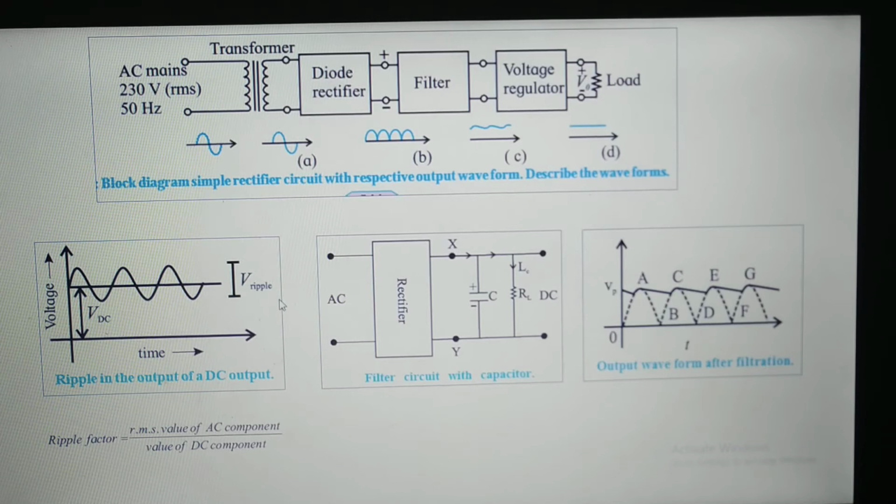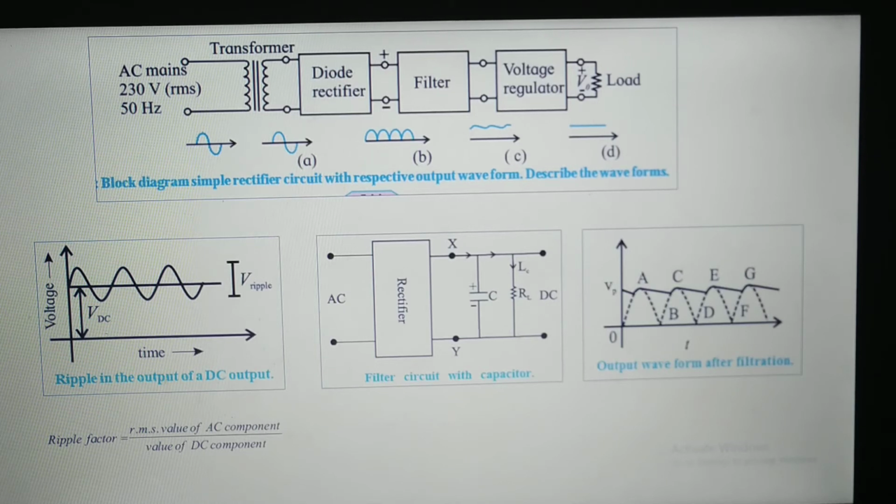So in order to remove this AC component or ripple from the output of a diode rectifier, we apply this waveform to a filter circuit. Now let's have a look at the filter circuit. This is the filter circuit. Now this output will be in terms of pulses. Here this is the rectifier circuit, and this is basically a capacitor based filter circuit. There are different types of filter circuits present in the market, but the capacitor filter circuit is commonly used.